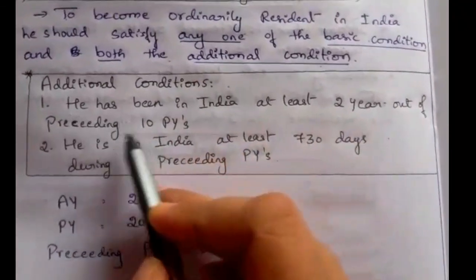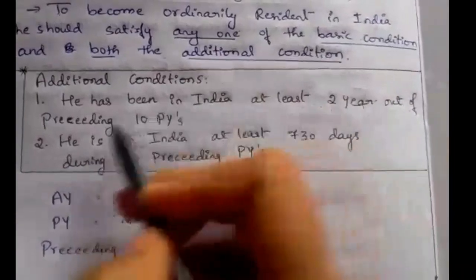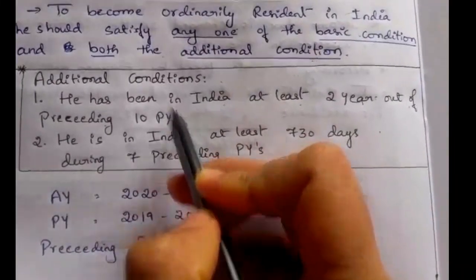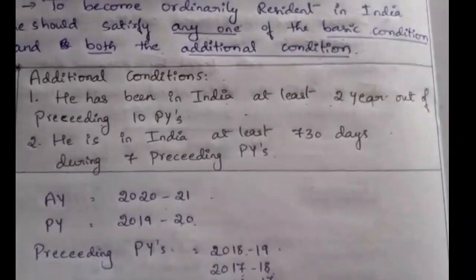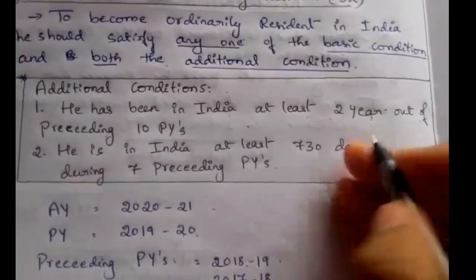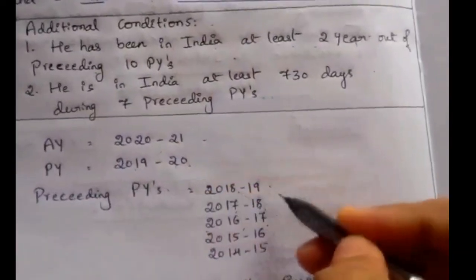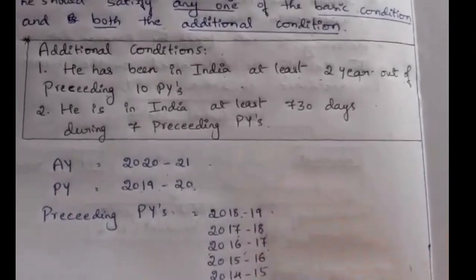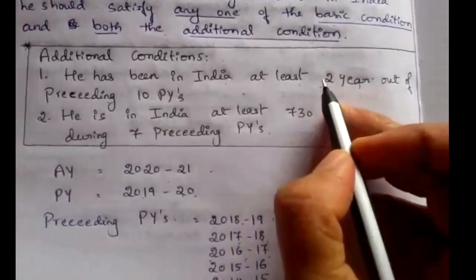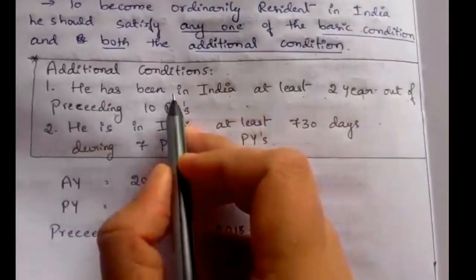First condition is he has been in India at least 2 years out of the preceding 10 previous years. So we have to take the total of 10 preceding previous years. In those 10 preceding previous years, he must have stayed in India for 2 years. Then that is one additional condition.